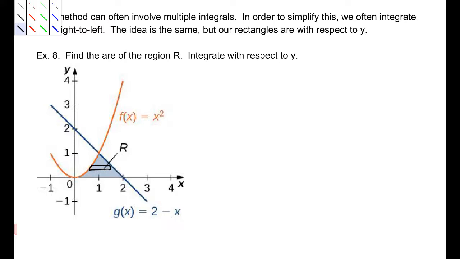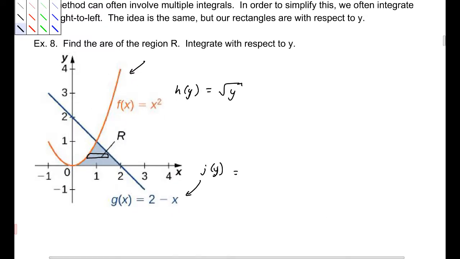In this case, the upper function is g of x, and the lower function is x squared, and that's it. The problem is we have to think of these in terms of y. So I'm going to rename these: h of y for this one, and I'll go with j of y for the other. Right, so h of y is going to be equal to the square root of y. That is the inverse function of x squared. J of y is going to be 2 minus y. Because again, that's the inverse function.